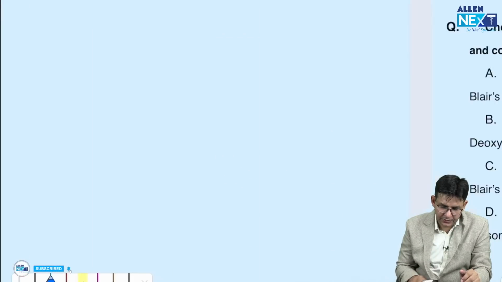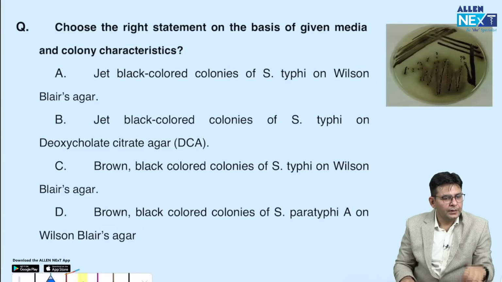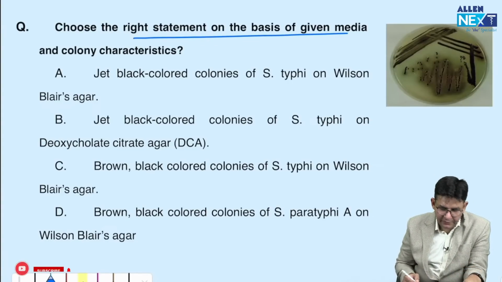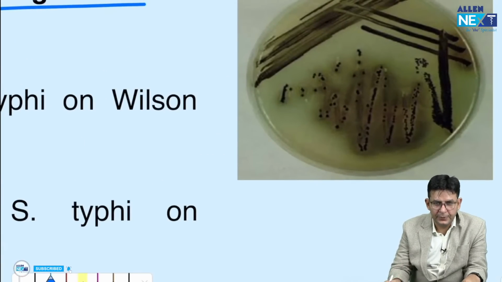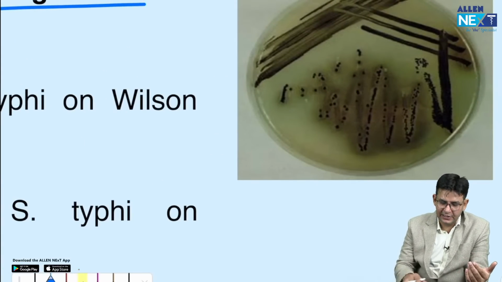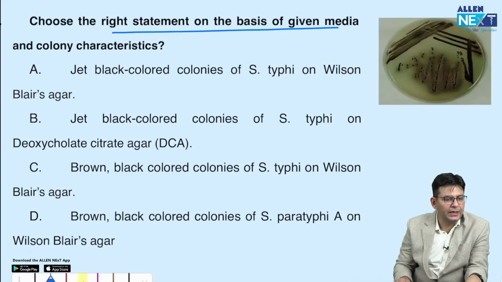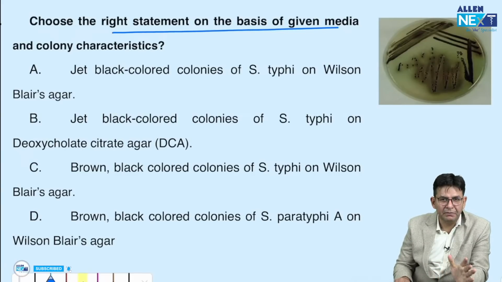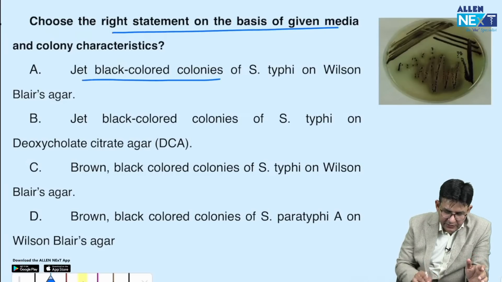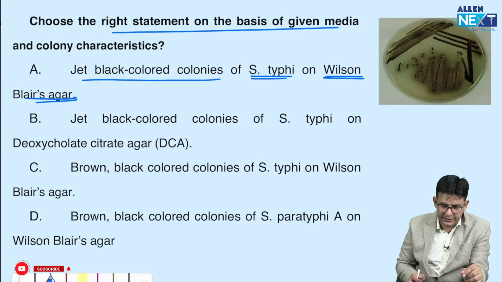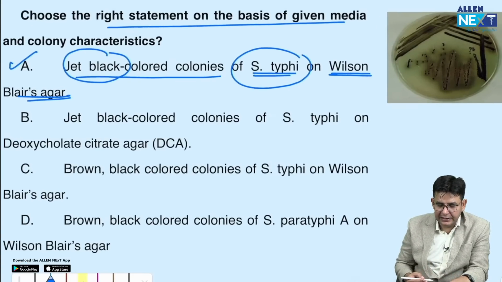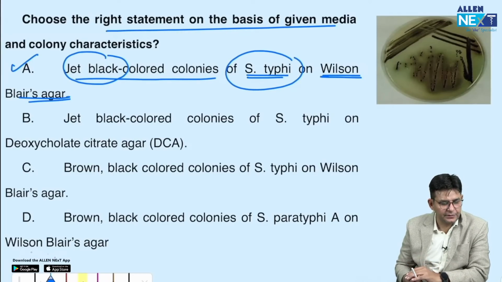So I suppose you must be knowing a lot of things now. Now, this particular one, guys. Choose the right statement on the basis of given media, and as you can see this picture, if I zoom it up, these are jet colored colonies, and jet colored colonies are of Salmonella typhi on which media, guys? On which media do we have these jet black colonies? Jet black colored colonies of Salmonella typhi are on Wilson and Blair. Wilson and Blair has jet black colonies of Salmonella typhi, and this is the picture which you should know.